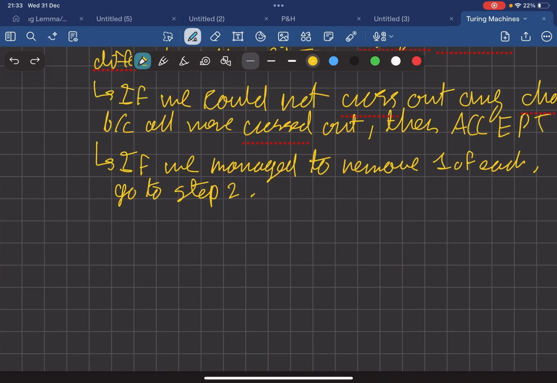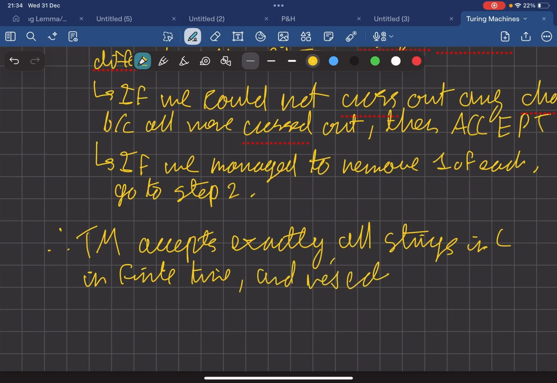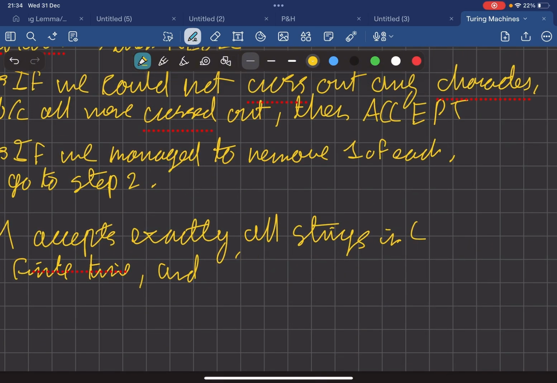So therefore, this TM accepts all strings in L in finite time. So when you say accept, you just say halt and accept. So I'll just quickly rewrite this one. Same for reject, so halts and rejects.